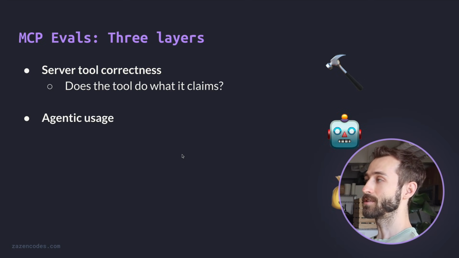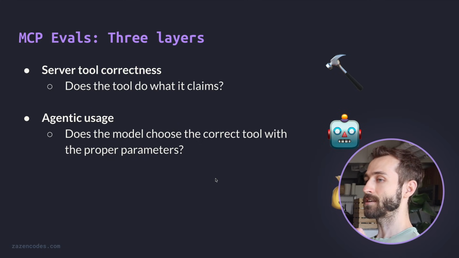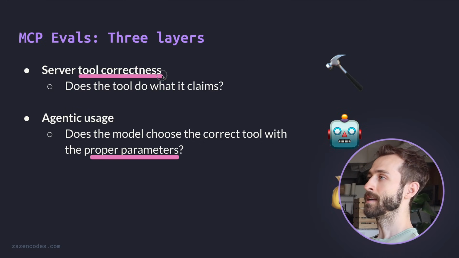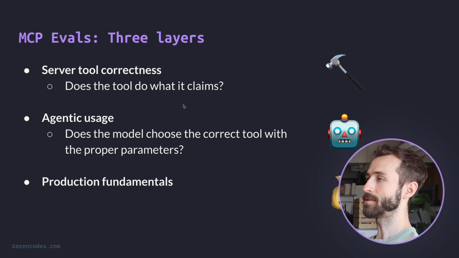Next is agentic usage. Are the LLMs able to actually choose the right tool to use? And when they use them, do they pass in the proper parameters? Notice how these are different. The tool correctness one is more with respect to what's actually going on in the server code. This is also something that could be tested with unit testing to some degree, but we'll see how MCP evals allow us to test tool correctness really easily using LLM as a judge.